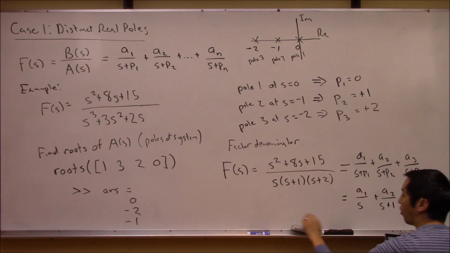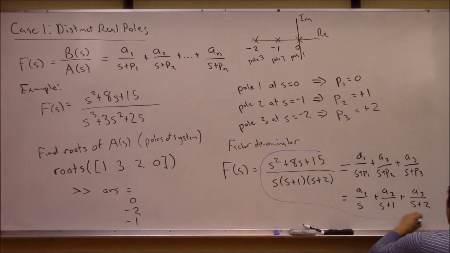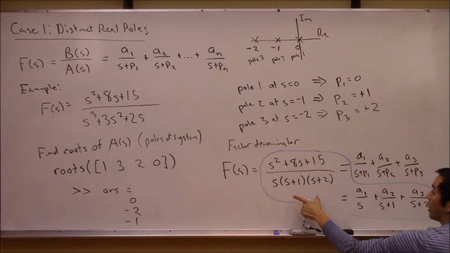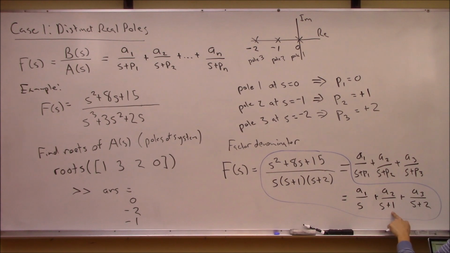All right, so here we go. The game now is basically, let me just circle this, right? Here's what we've got, the original ratio of polynomials. Here's the proposed expansion, or the partial fraction expansion of this more complicated expression. So the game right now is literally just find a1, a2, and a3 to make the left-hand side equal to the right-hand side. That's all we're going to do right now, okay?